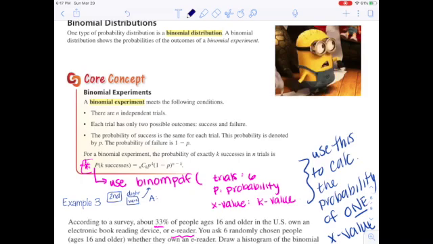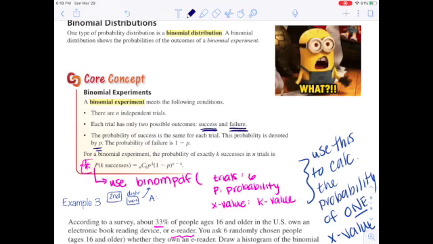You have a certain number of independent trials. We'll call that n. Each trial has only 2 possible outcomes. You either succeed or you fail. There's no in between. That's binomial, 2 outcomes. The probability of success is the same for each trial. This probability is denoted by p. So p is always success.